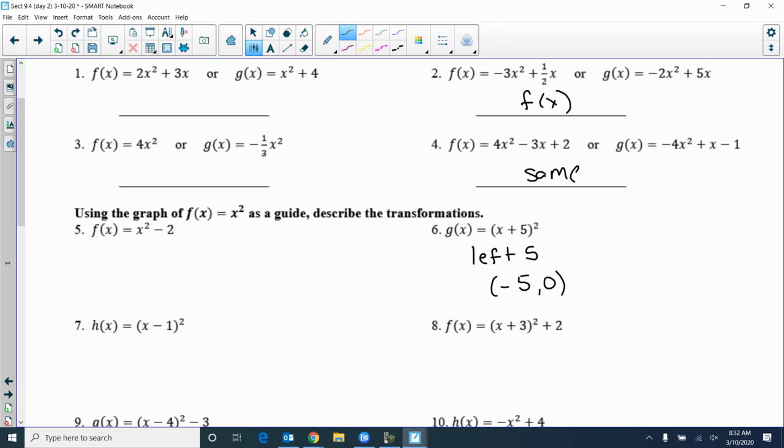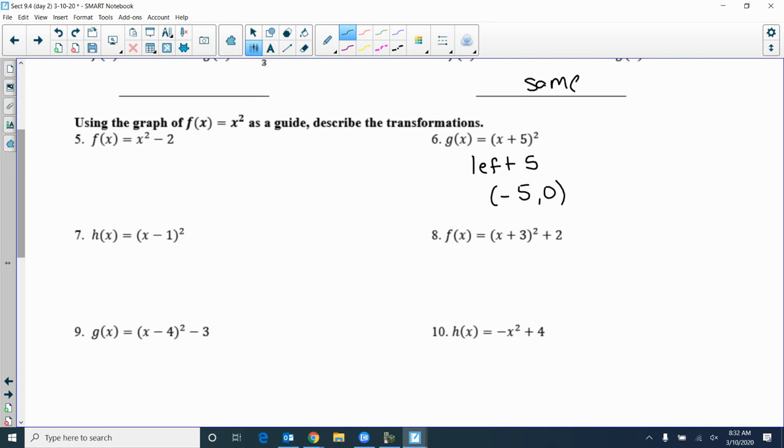Justice, what do you got for 8? I got left 3 up 2. The vertex would be negative 3, 2. Good. Left 3 up 2, your vertex is negative 3, 2. There's that point, and since it's positive, you know it's going to open up, and that's going to be the lowest point.